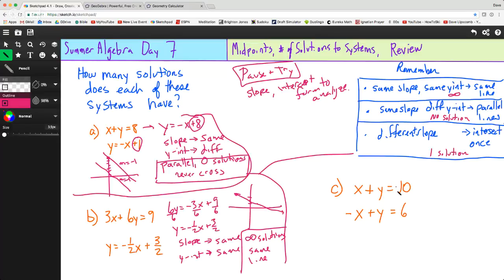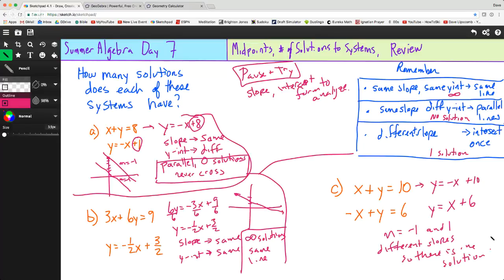Well, let's just convert this guy. We subtract x from both sides. Y equals -x plus 10. And here we get y equals, add x to both sides, y equals x plus 6. Well, here we have our slopes are -1 and 1. We have different slopes. So there is one solution.